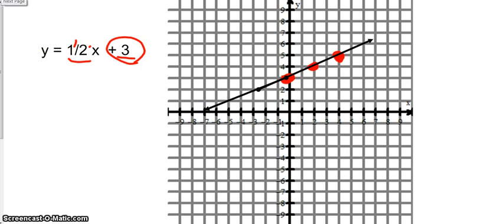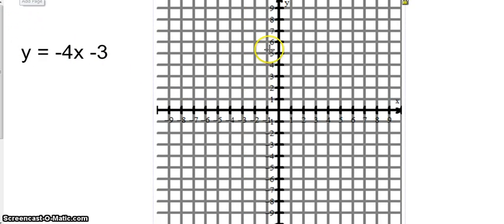Let's look at another example. Now this one is also in slope-intercept form, except my slope is a whole number. Again, I'm going to start with my y-intercept, which is at -3. And we said that slope is defined as rise over run. So I'm going to make that into a fraction, so I'll know how many units to rise and how many units to run.